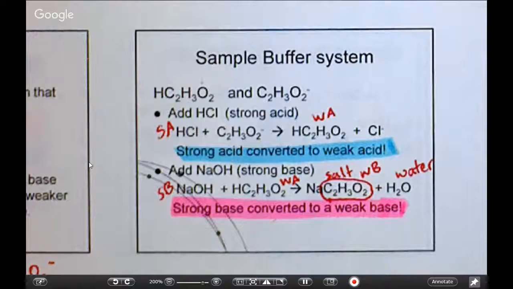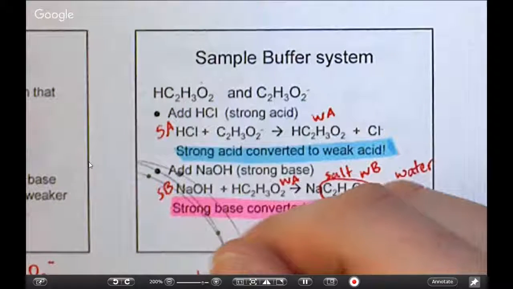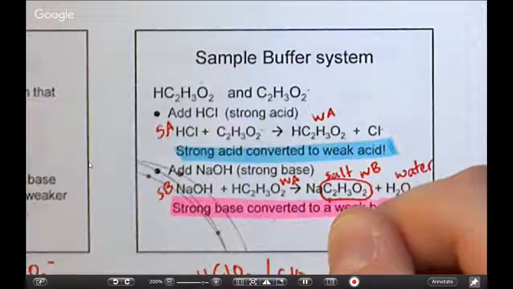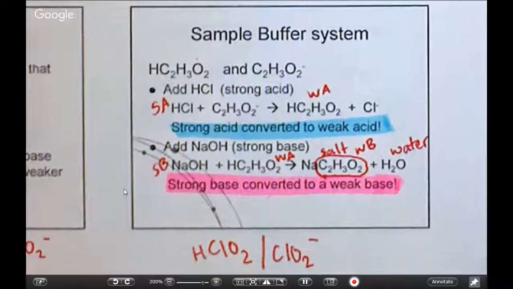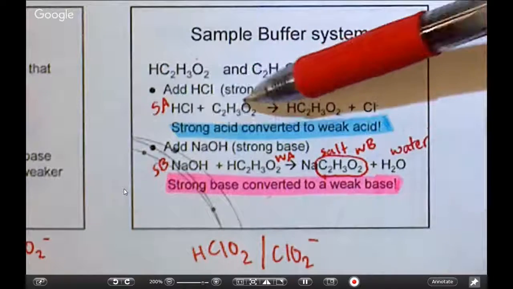There might be a component where I give you a sample system. For example, maybe I give you chloric acid and chlorite. So maybe I give you something like this and say, can you explain how it behaves in the presence of HCl or sodium hydroxide? And so we're showing, well, HCl is going to react with the base.